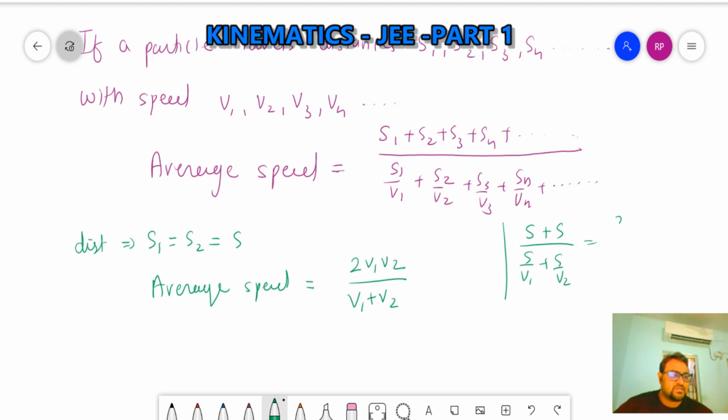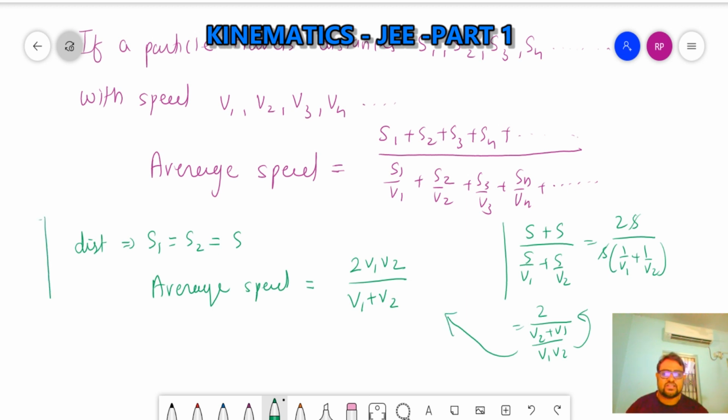So what will this s plus s be? 2s. Here s is common, so 1 by v1 plus 1 by v2, and s gets cancelled. Okay, so what will this be? I will take the LCM, v2 plus v1 upon v1 v2. This goes to the numerator and we get this formula, right?